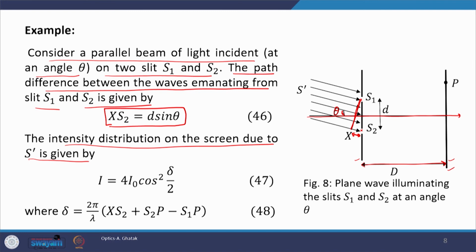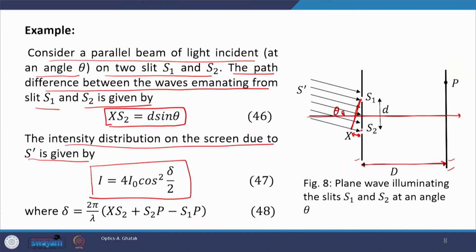Now, we know that the intensity distribution is given by equation 47, I equals 4 I naught cos squared of delta by 2. Our task is to find the expression for the phase delta. How do we calculate delta? To calculate the phase difference, we have to find the path difference through this schematic diagram. Once the path difference is known, just multiply it with k. What is k? k is nothing but 2 pi by lambda.